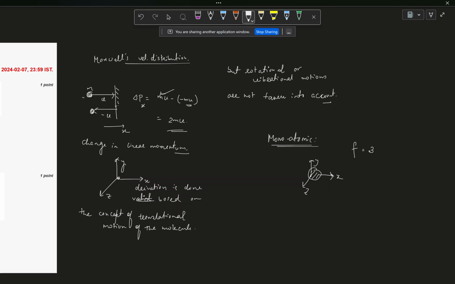So the degrees of freedom will be 3n minus m, where n is the number of atoms. In this case it is 1, and m is the number of constraints, which in this case is 0, because there is no other constraint present for the molecule to move in any particular direction. So the degrees of freedom is 3, and the 3 comes from the 3 directions x, y, z, these 3 directions of linear or translational motions.